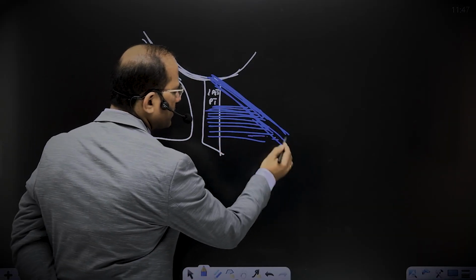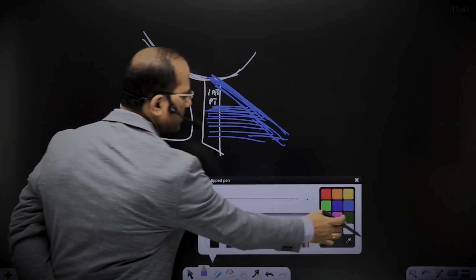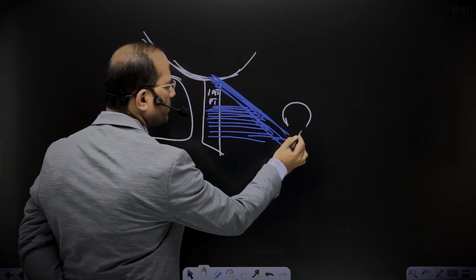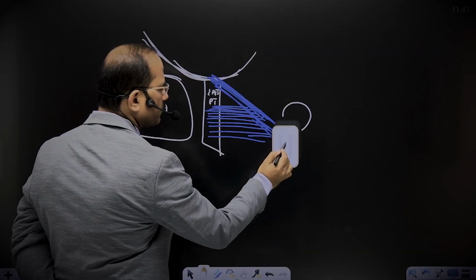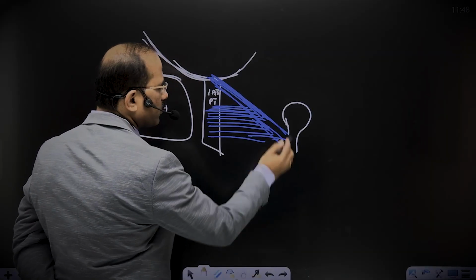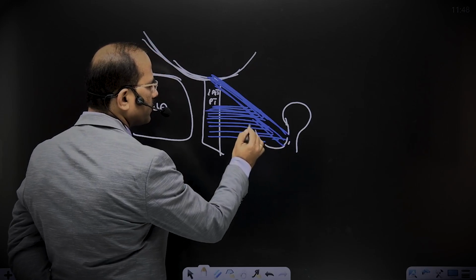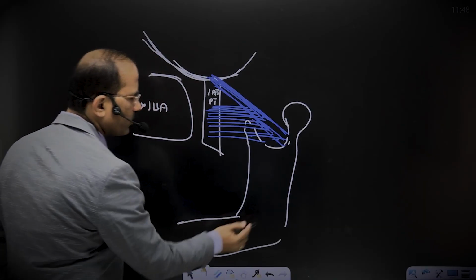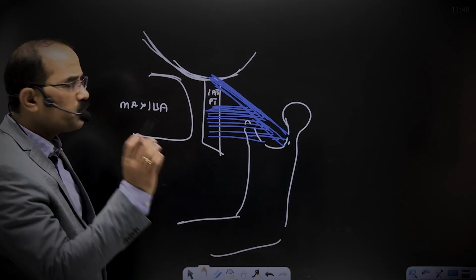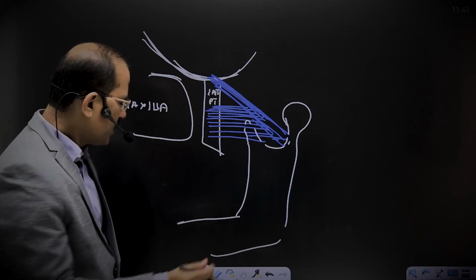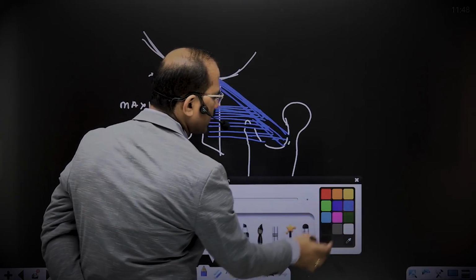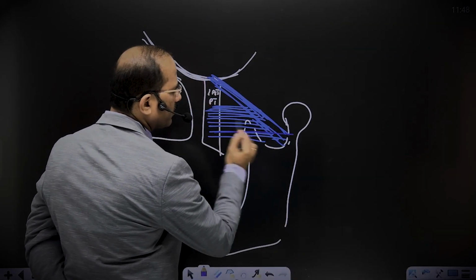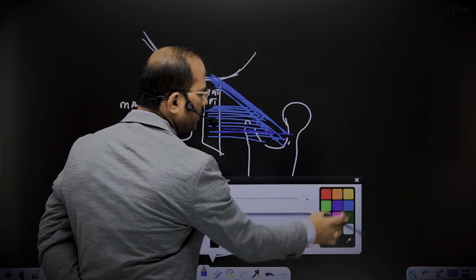Now, where is this muscle inserted? That's the condyloid process, the neck of the mandible. That's the coronoid process. That's the ramus of the mandible. That's the angle of the mandible, right? So where is the insertion of lateral pterygoid? The insertion of lateral pterygoid is into the neck of the mandible.